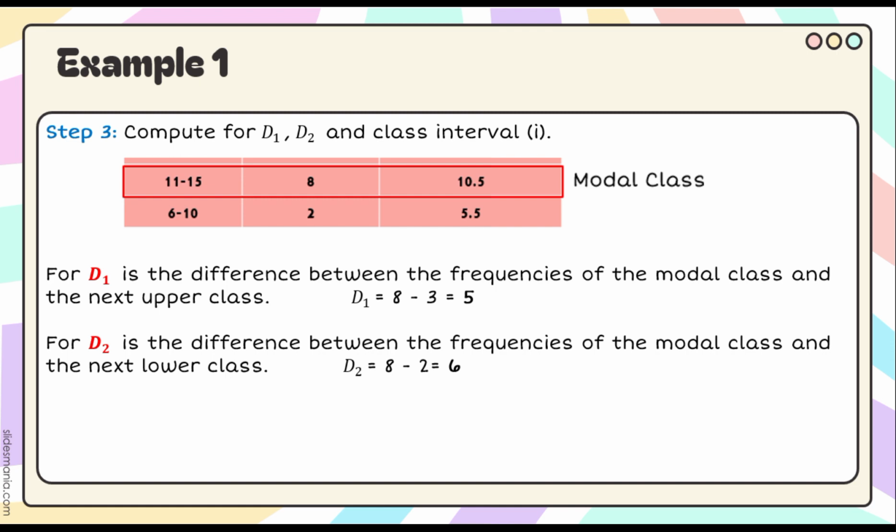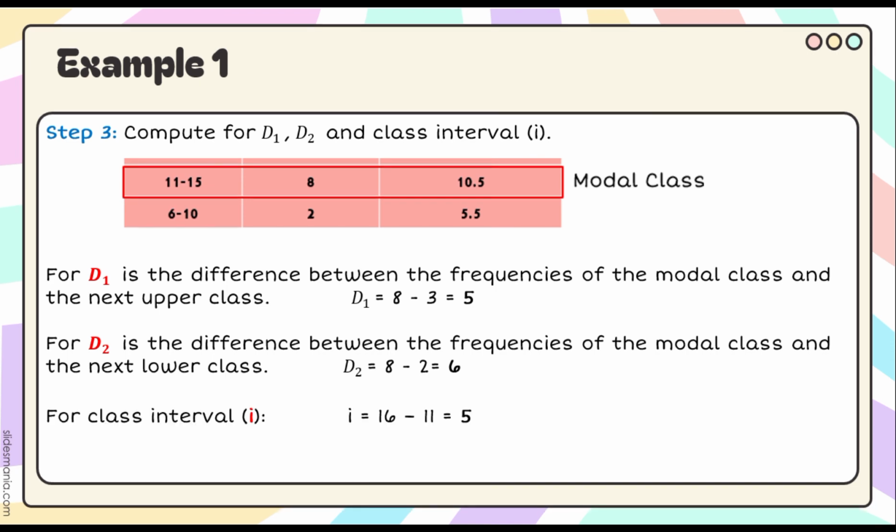And for the class interval, we have 16 minus 11, or it can be 11 minus 6, which is equal to 5. That is how to solve for the class interval. We simply look at the lower limits 11 and 6. Again, our lower limits are 11 and 6, right? So 11 minus 6, or 16 minus 11, is 5.